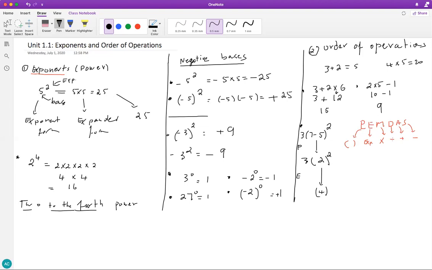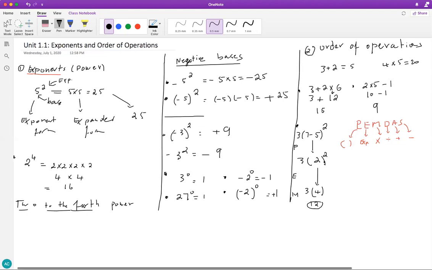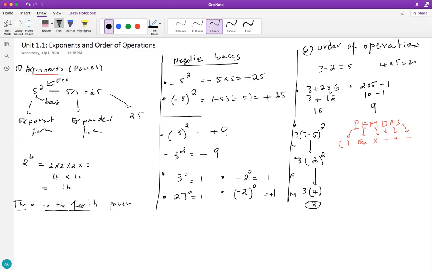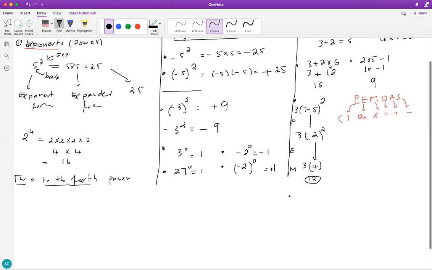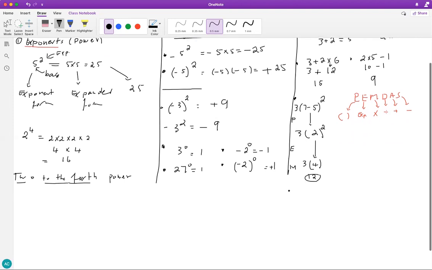What operation is here between 3 and the parentheses? Multiplication. So whenever you see a number followed by parentheses, that means multiplication. Bring it down. And the final step is to multiply these two, and you get 12. That's right. So this is the only order. If you do it in any other order, you get the wrong answer. For example, if someone multiplied 3 times 2 first, that would be 6. 6 to the second would be 36, which is totally different. So that's why we have to follow the specific order of operations.